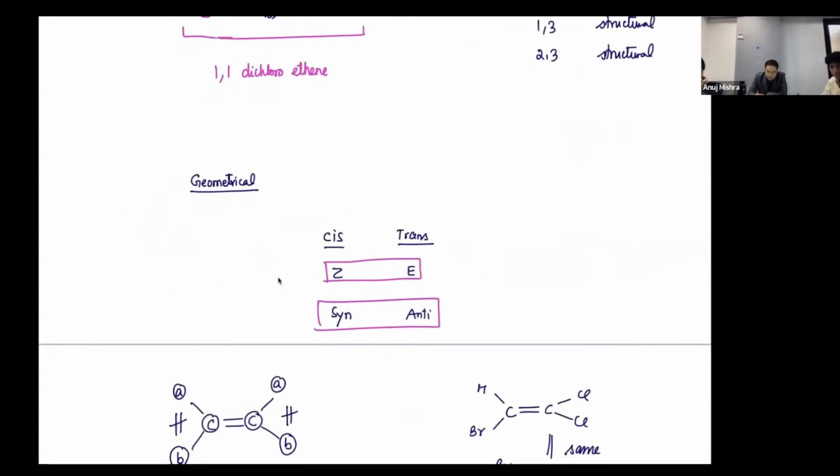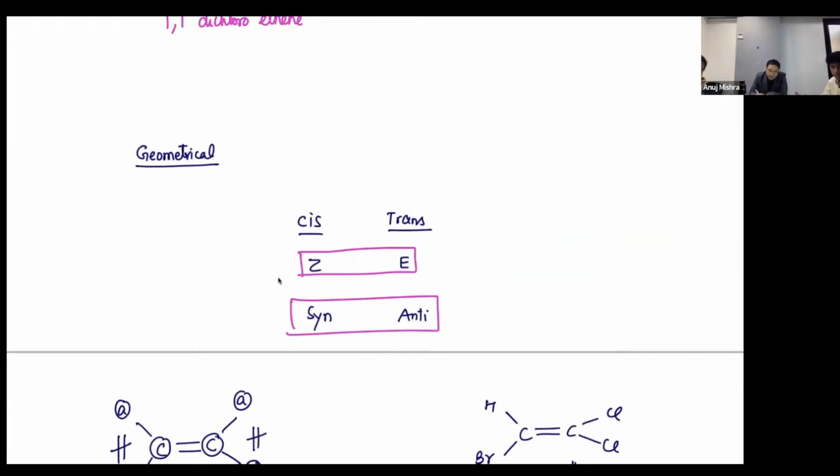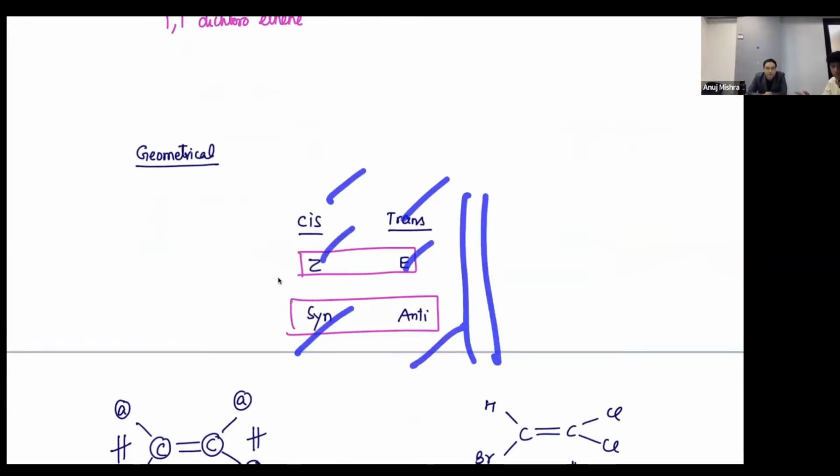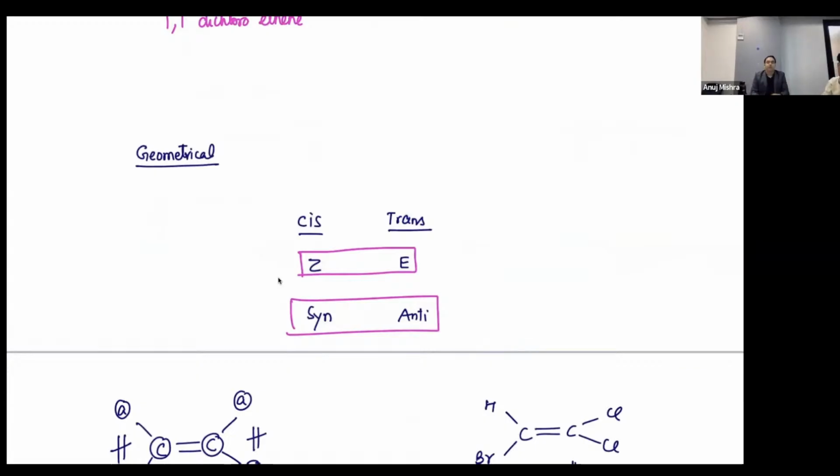Next point. Under geometrical, there are three categories that you will come across. One is cis-trans, second is Z-E, third is syn-anti. Note down. Cis-trans, Z-E, and syn-anti. Three systems will be there.